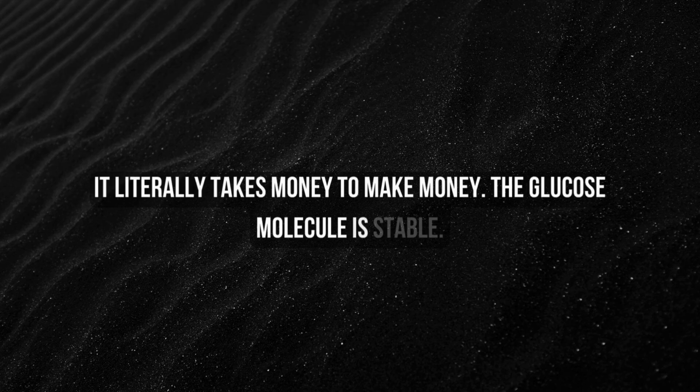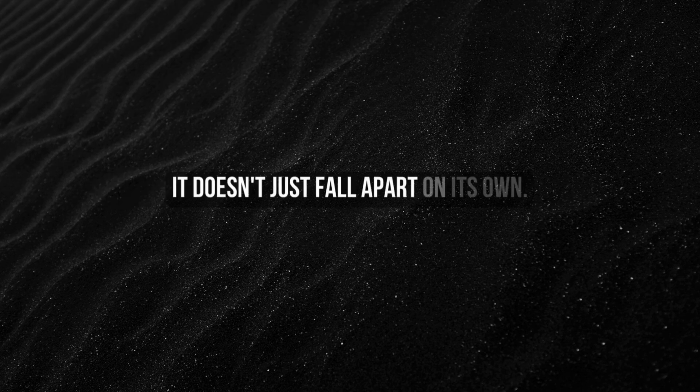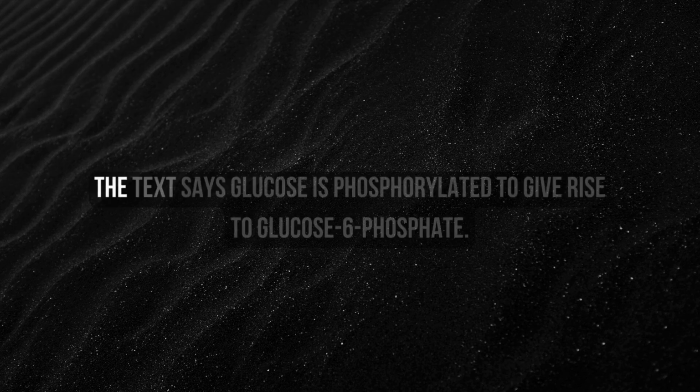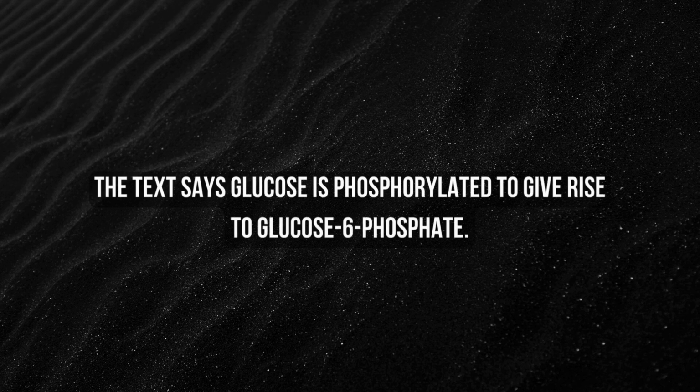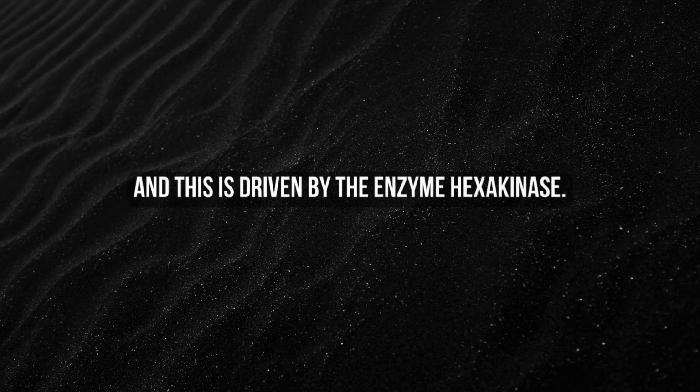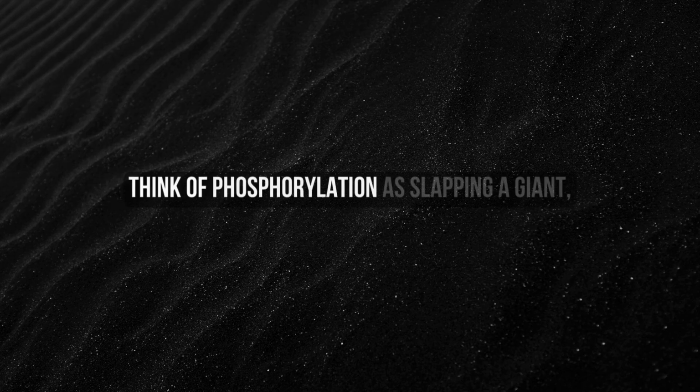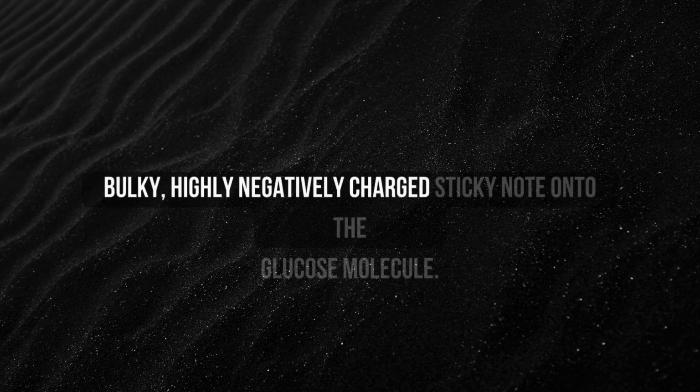The glucose molecule is stable. It doesn't just fall apart on its own. It needs to be destabilized. How does it do that? The text says glucose is phosphorylated to give rise to glucose 6-phosphate, and this is driven by the enzyme hexokinase. Can we explain phosphorylation conceptually? What is actually happening to the glucose? Think of phosphorylation as slapping a giant, bulky, highly negatively charged sticky note onto the glucose molecule.